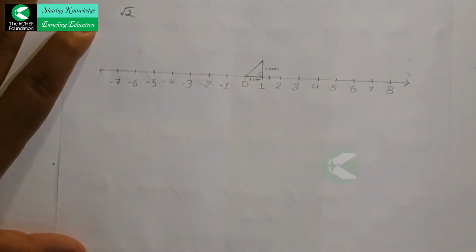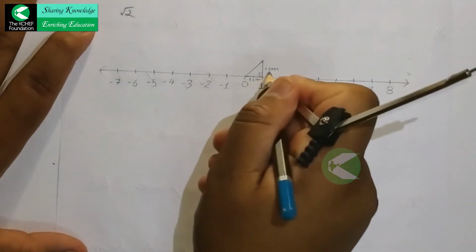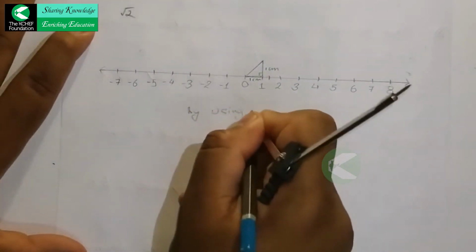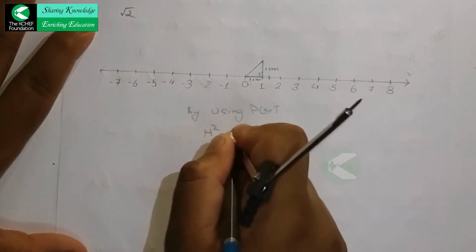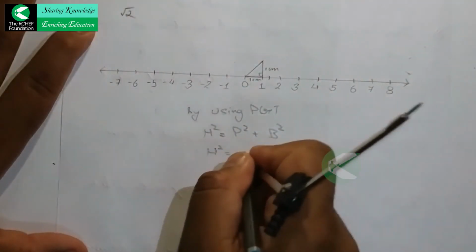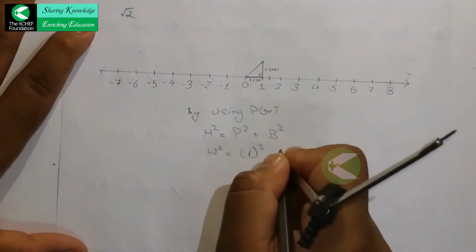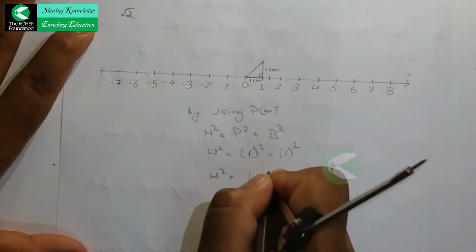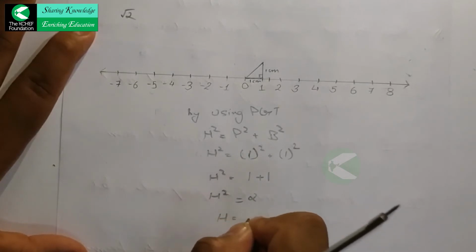So now as you can see, it is a right angle triangle with the right angle here, and this is the base and this is the perpendicular. So by using the Pythagoras theorem, which we know says hypotenuse square equals perpendicular square plus base square. So h square equals perpendicular, we know its length is 1, so 1 square, plus base, we know its length is also 1 square. So h square equals 1 plus 1, so h square is equal to 2 and h is equal to root 2.